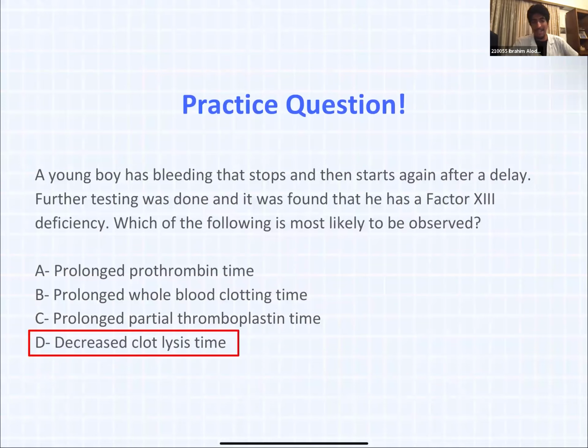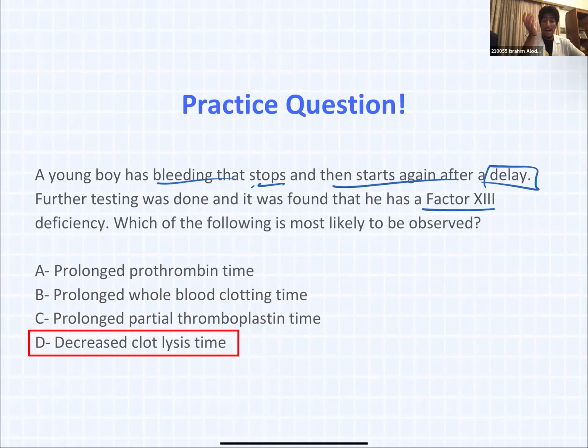Correct. The answer is D. Remember, we said that a factor 13's whole function is to make the clot stronger, right? And this person is having bleeding that stops and then starts again after a delay. I even put the keyword for you guys in there. And when we do a test for factor 13 deficiency, we're going to see that the patient's clots is lysed way faster. So they're going to have a decreased clot lysis time. All right. Does everyone understand why this answer is D?